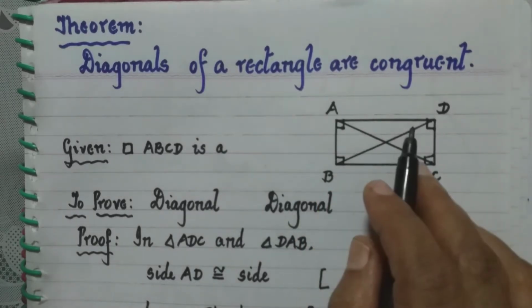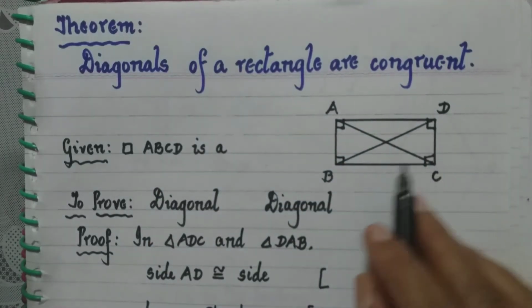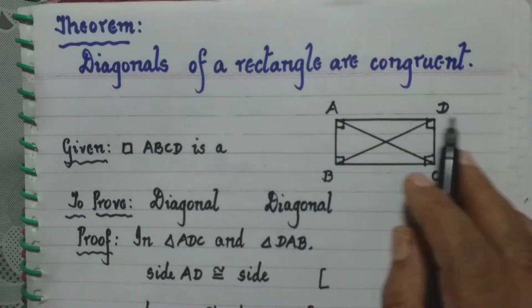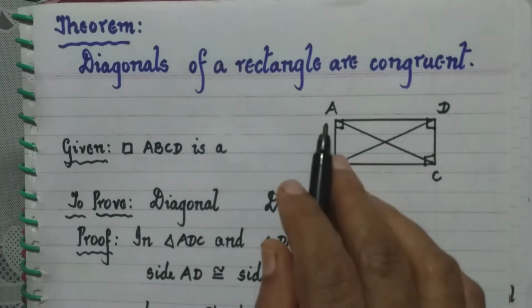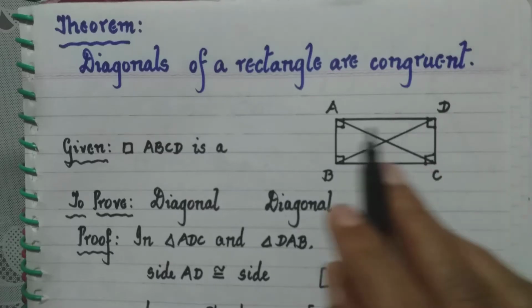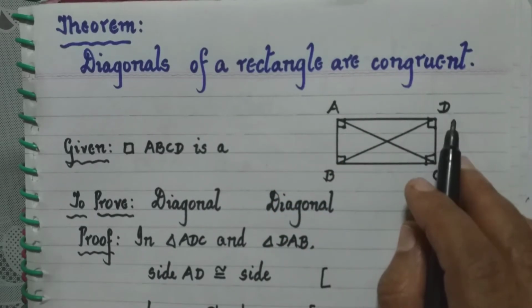Now what have we to do? We have to prove that the diagonals of the rectangle are congruent. We see here that ABCD is the rectangle. So the diagonals here will be diagonal AC and diagonal BD. We have to prove that diagonal AC is congruent to diagonal BD.